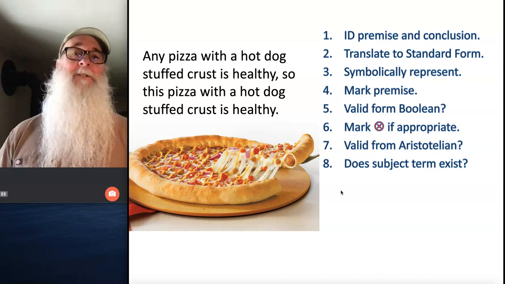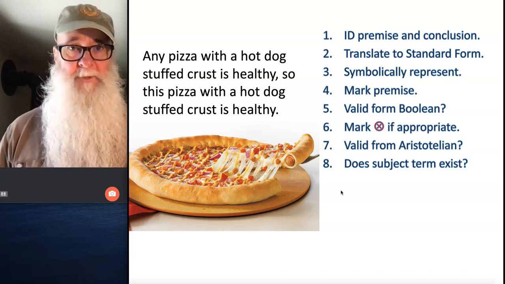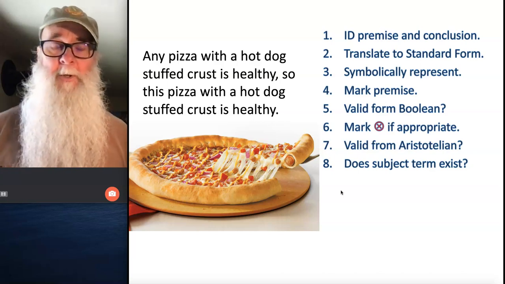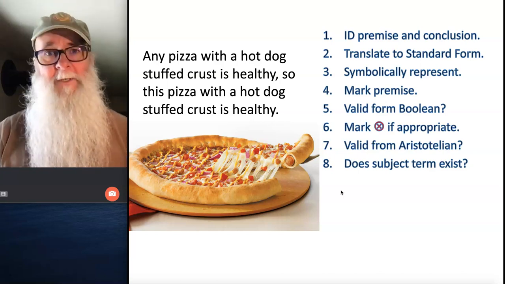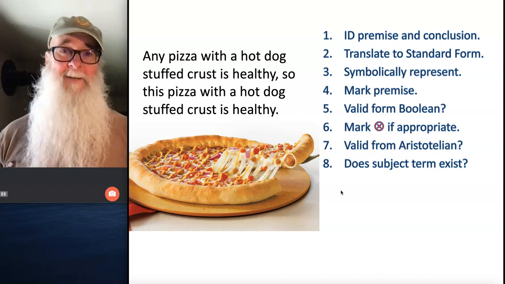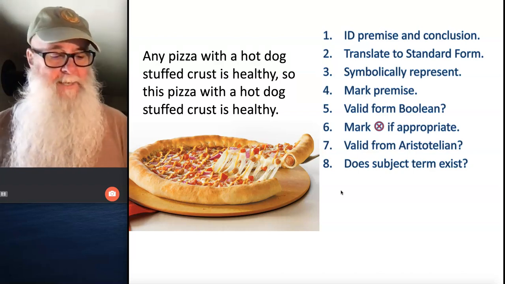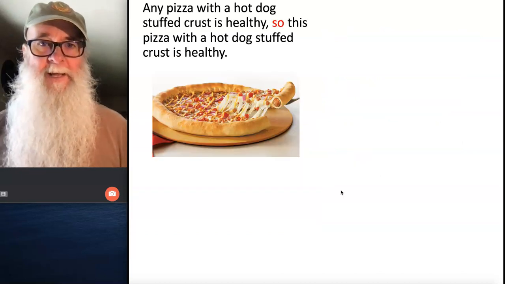All right, so what you're going to do is work through these 8 steps to determine whether or not this argument is valid from the Boolean standpoint or the Aristotelian standpoint or both by pausing your video, working through those 8 steps, and then when you've got your answer, I'm going to check your work. Go ahead and restart your video. All right, so let's see what you did here.